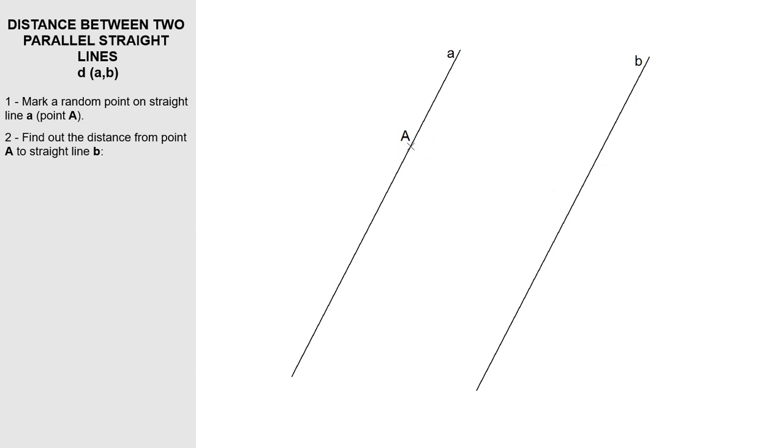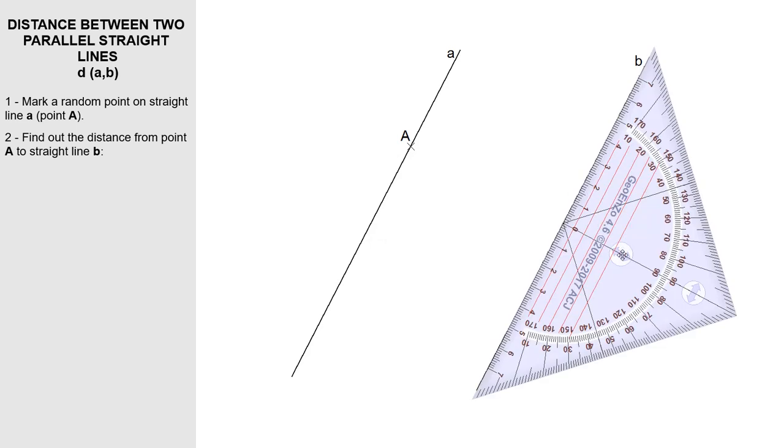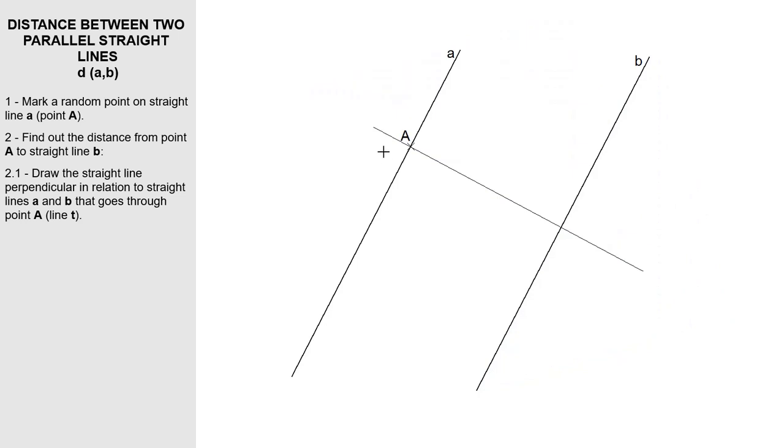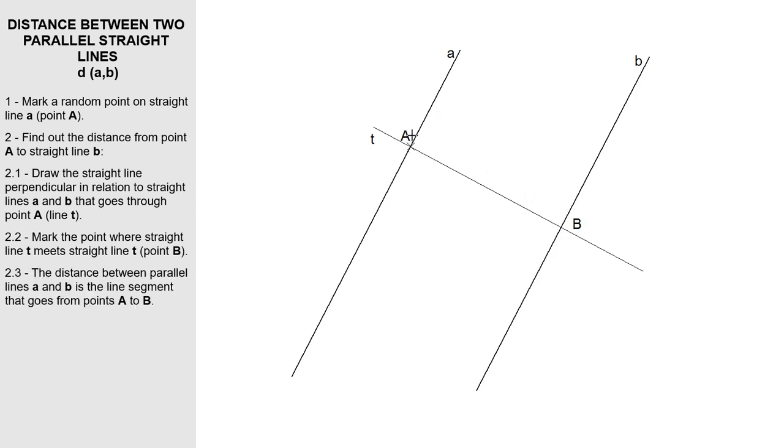In order to find the distance from point A to straight line B, we draw a straight line that is perpendicular to straight line B and goes through point A, the straight line T. The perpendicular straight line T meets straight line B on this point B. The distance between parallel straight lines A and B is the distance between points A and B, that is the length of line segment AB.